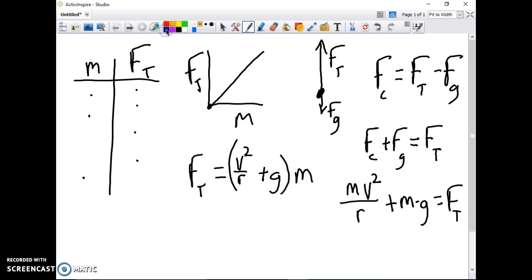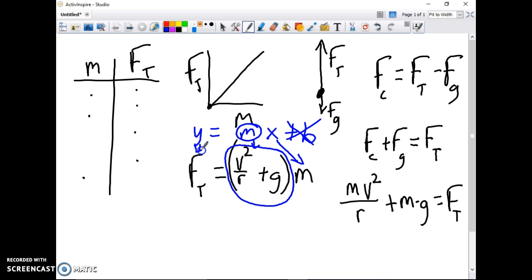Now look at this. y equals mx plus b. Your value of b should be 0, so that'll go away. Your x variable is the mass, so that's your x variable right there. Your slope should be this whole thing right there. Your y variable is the force of tension, right?